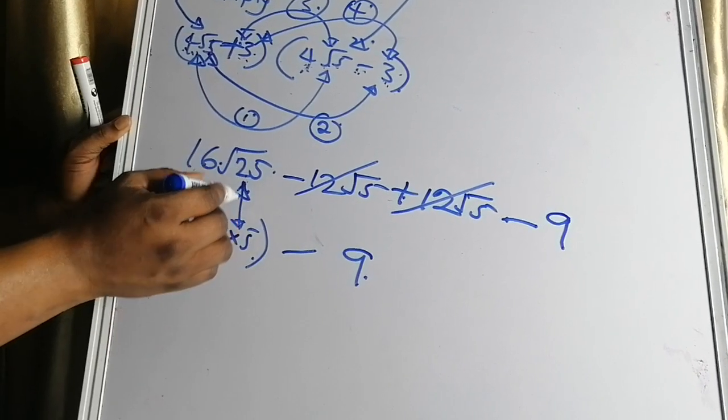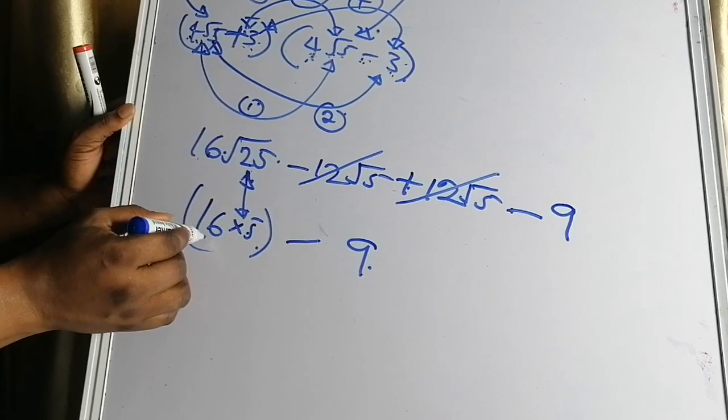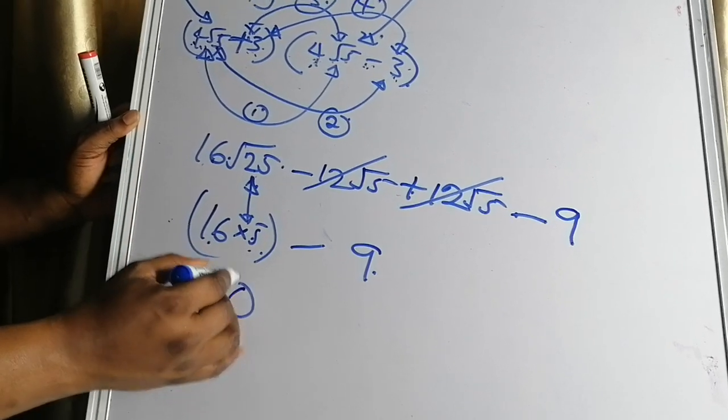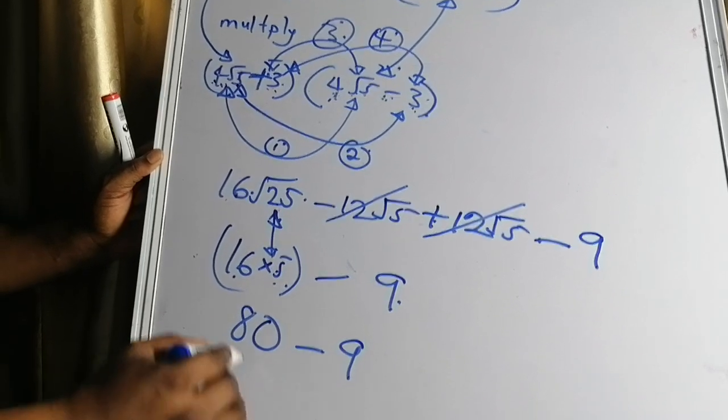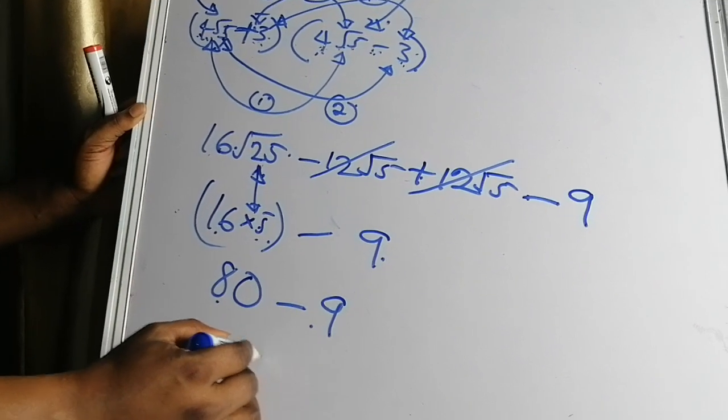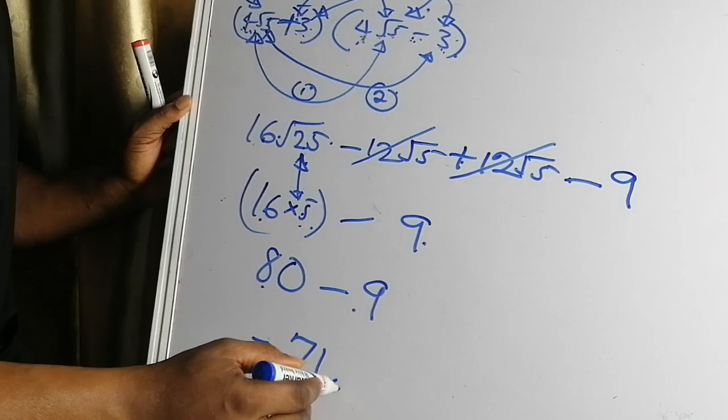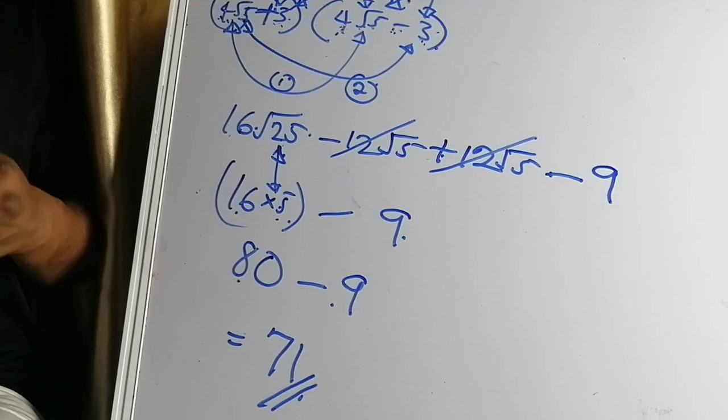Okay, square root of 25 is 5. 16, you bring it down. So 6 times 5, 30. Carry 3, 5, that's 80. 80 minus what? 9. So 80 minus 9 will give us what? 71. So that's the correct answer.